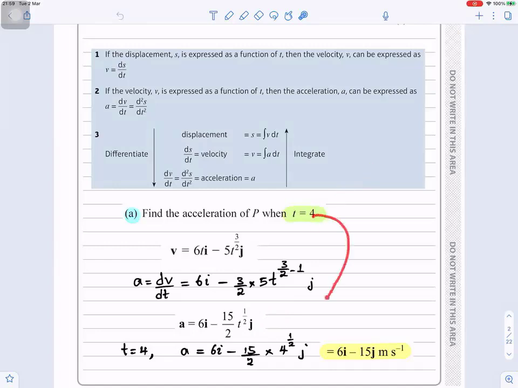So we take that 4 and substitute it in there for t. And when you put that in your calculator, you have 6i minus 15j meters per second squared. And that is the acceleration at time t equals 4 seconds.